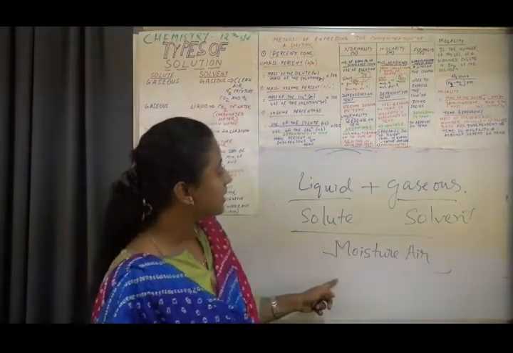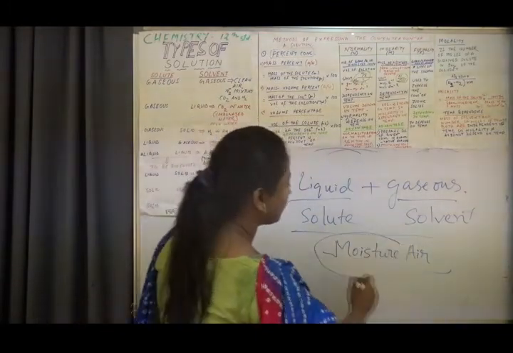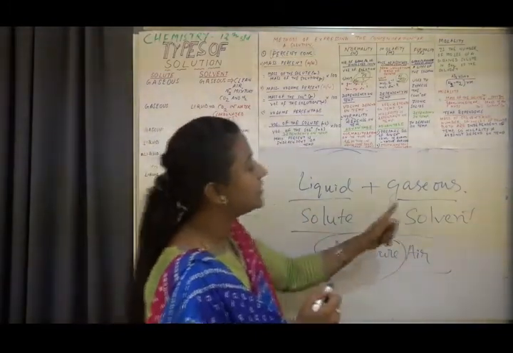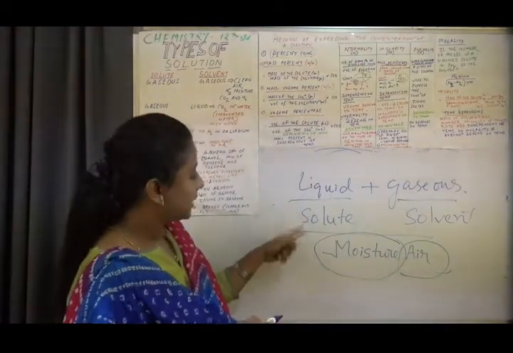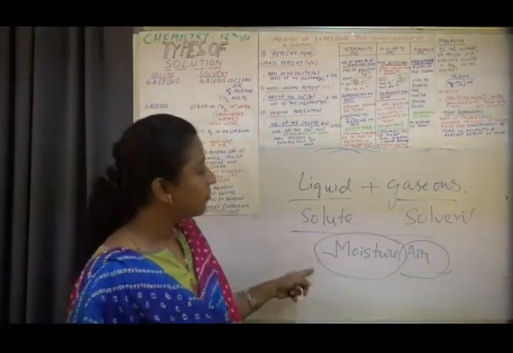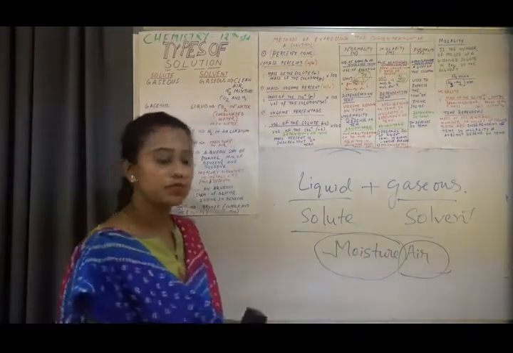So moisture here is an example of a solution in which a liquid is dissolved in a gaseous component. Here the liquid is the water vapor, which is dissolved in the air. So this is an example of this type of solution.